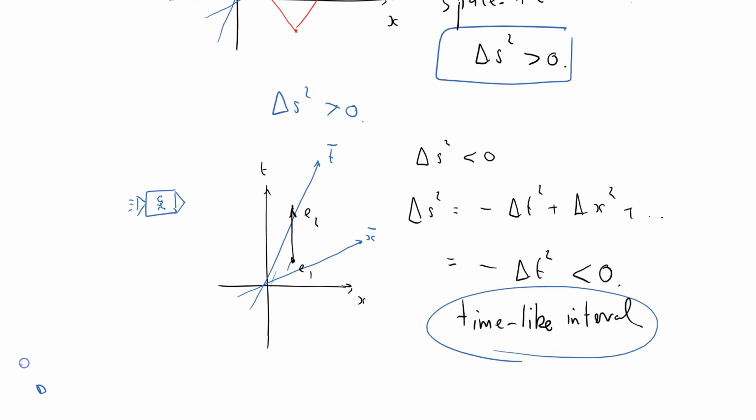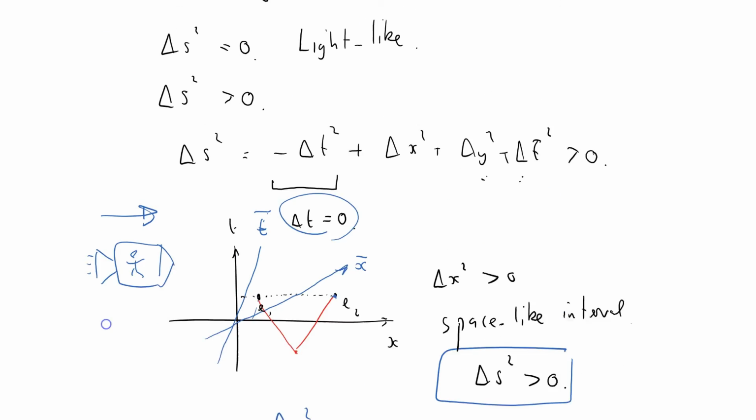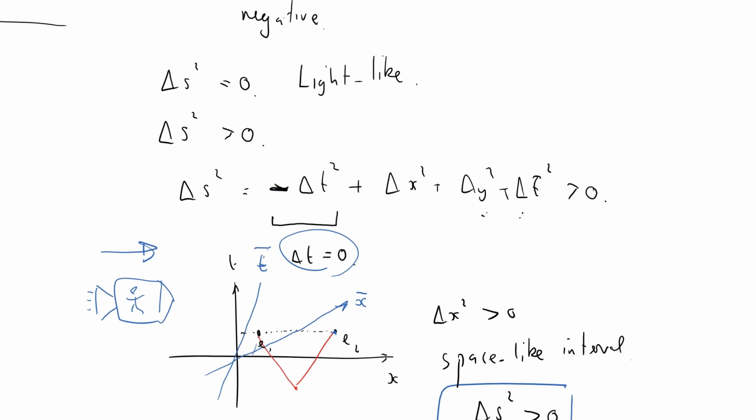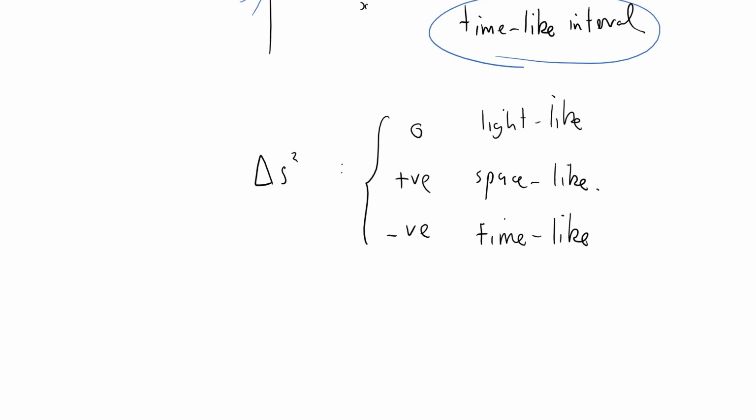Okay, so let me just summarize that. Let's go back to black. Delta S squared: 0, positive and negative. Negative was time-like. It's very easy to get these the wrong way around, especially because a lot of people use different sign conventions. I've just put the negative one first and the positive one later, but other people do it the other way around. This is space-like. Okay, so three different ways of viewing the three different types of interval.